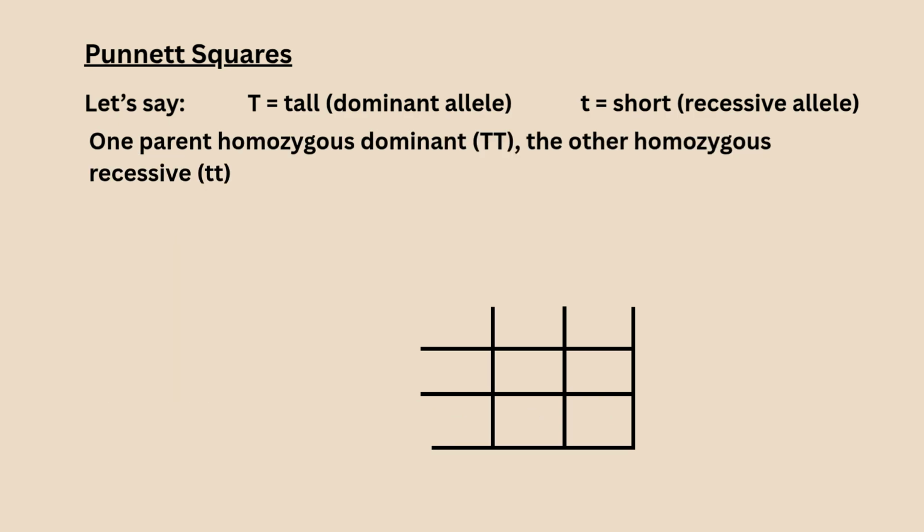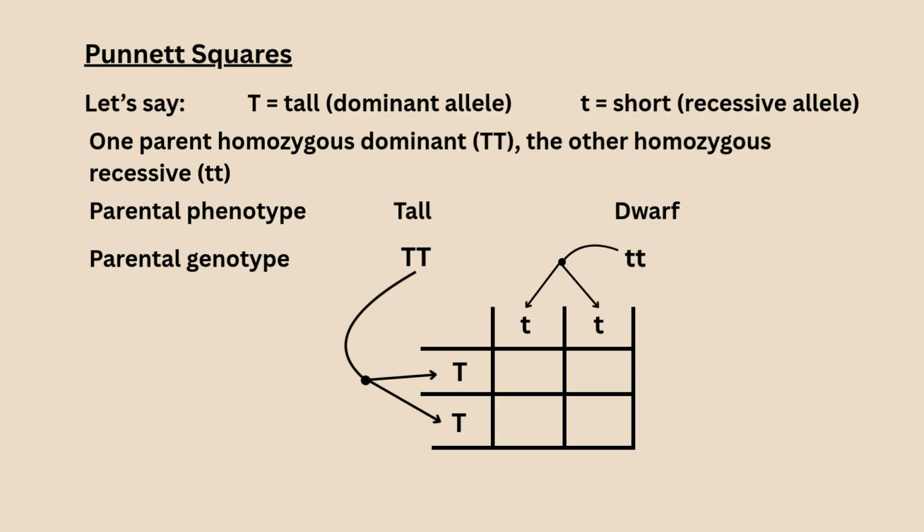In another example, if one parent is homozygous dominant, big T, and the other is homozygous recessive, little t, that means our genotypes will be big T and little t. And we can then fill in our grid, and it means that all of the offspring this time will be big T, little t. So that means you've got 100% tall, big T, little t.